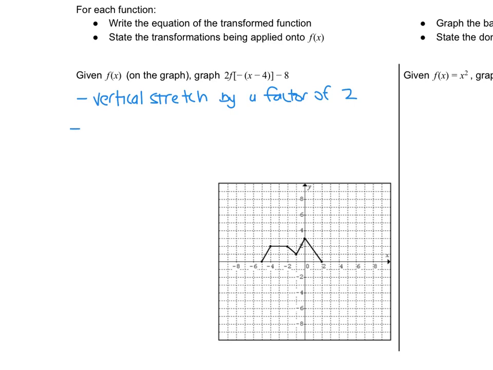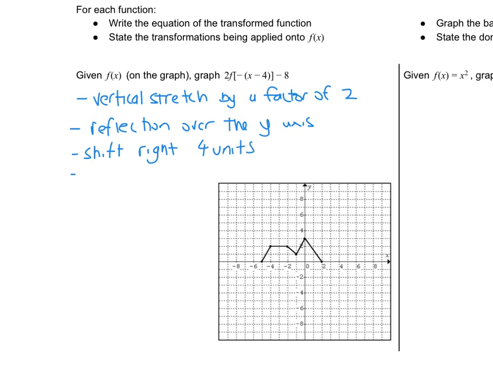Then the negative is the horizontal because it's inside the function. So there is a reflection over the y-axis. Then it says x minus 4 in the bracket. That means you're shifting to the right 4 units. And the minus 8 outside means shift down 8 units. So now, we have to do this in steps. I always do the A, the K, and then the shifting all in one step. So we're going to start off with the vertical stretch, then we'll do the reflection, then the 2 shifts we'll do in one.